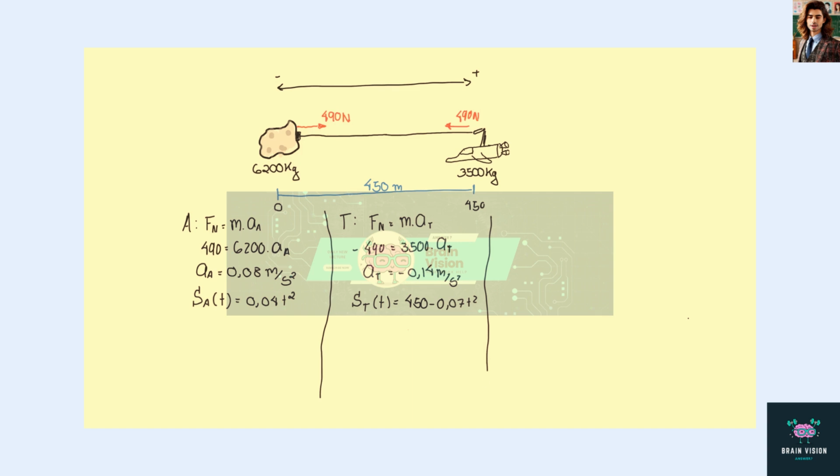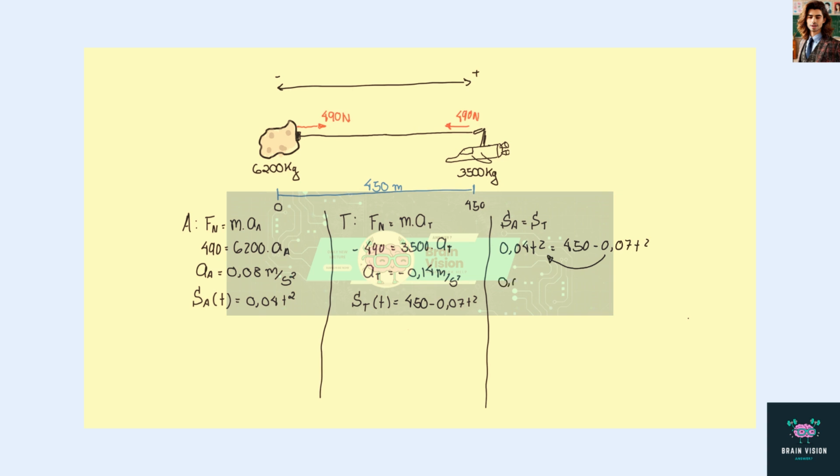Fine. So now we have to solve the meeting. So when they meet, they will be at the same position. So when they meet, SA will be equal to ST. So 0.04 t squared will be equal to 450 minus 0.07 t squared. Now we have to solve for t. We can do this by sending this term to the other side first.